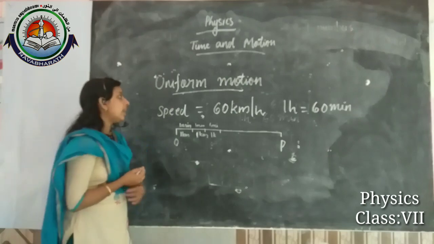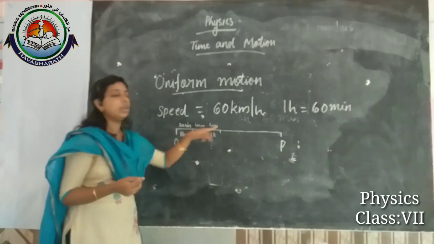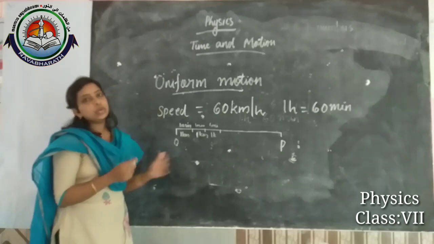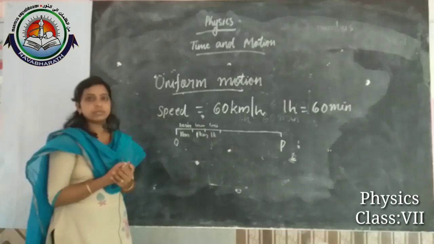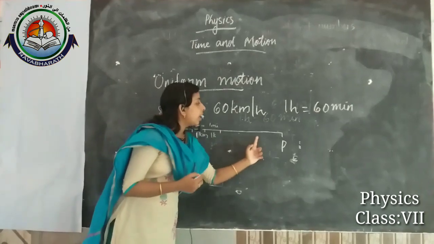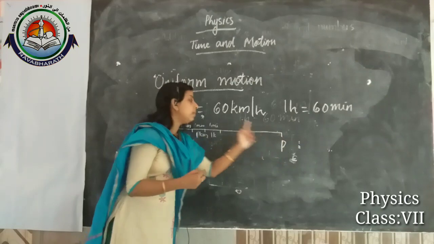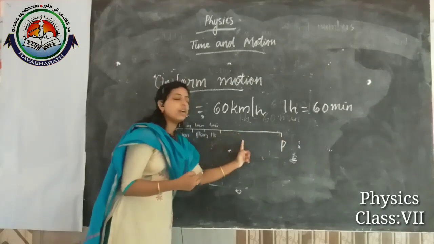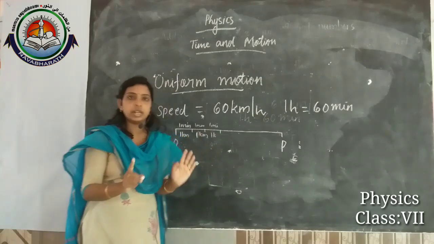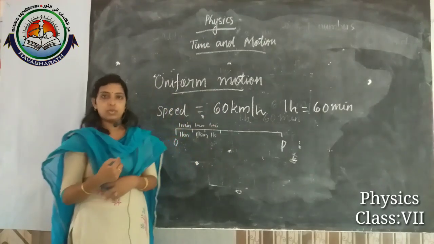Uniform motion means that an object covers equal distance in equal intervals of time, then we can say that motion is uniform motion. Are you clear? In this same motion it will continue up to the final position. That means each minute it covers only 1 kilometer, there is no change in that. So this kind of motion is considered as uniform motion.